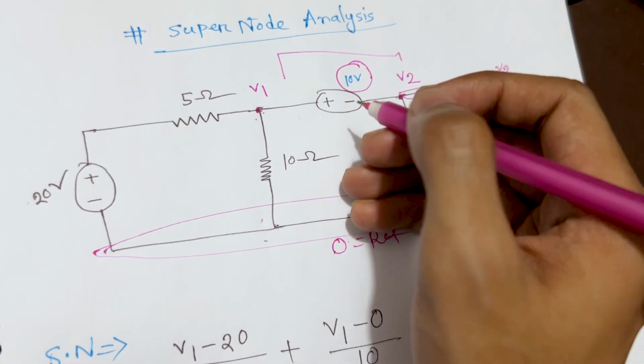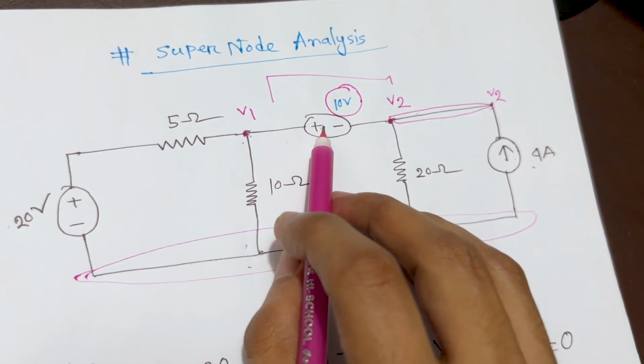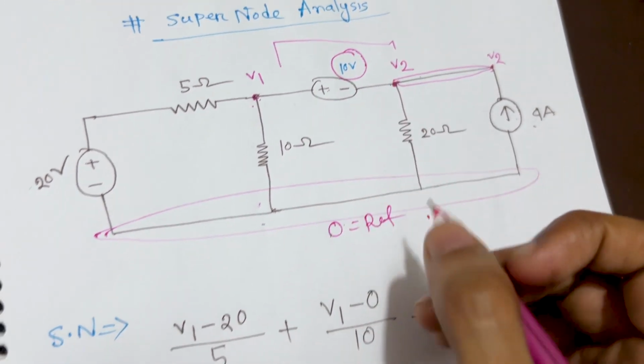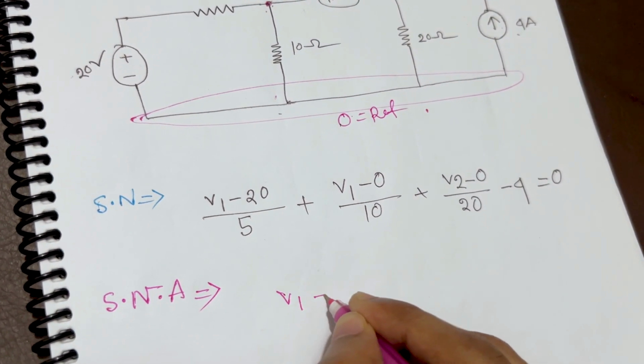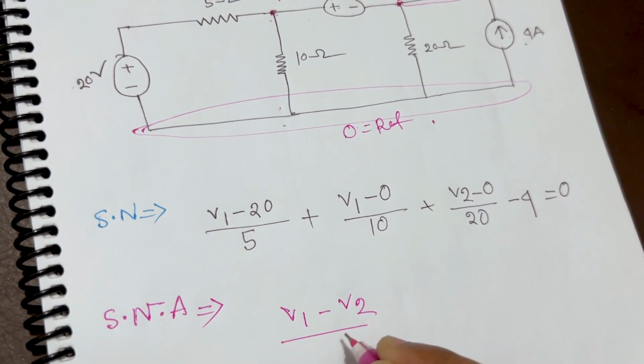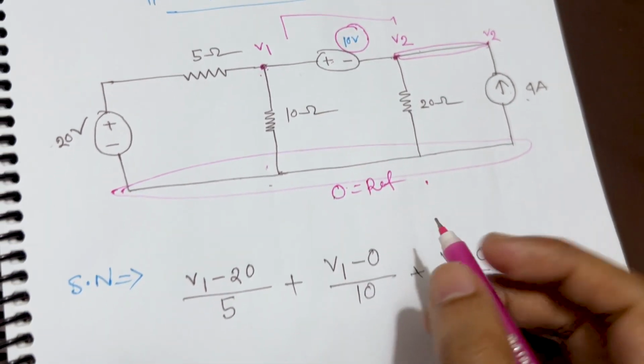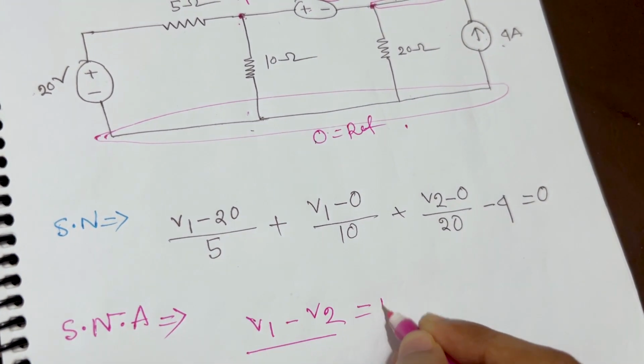One more thing is really important. If you consider V1 minus V2, V1 minus V2 is equal to 10.